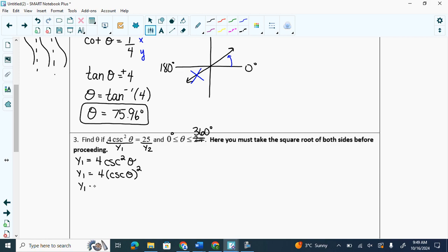Okay. Y1 equals 4. What can I put cosecant in as? If I'm stuck, I go to my formula sheet. What does my formula sheet say I can put it in as? 1 over sine theta, squared. Can I type that in? Yes. And then my Y2 is 25. We all believe in ourselves. We can type that. Okay. Typing them in. Y1, Y2.